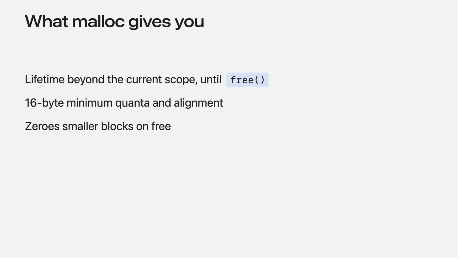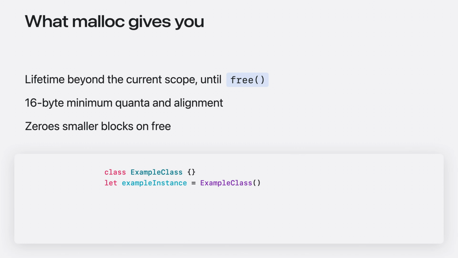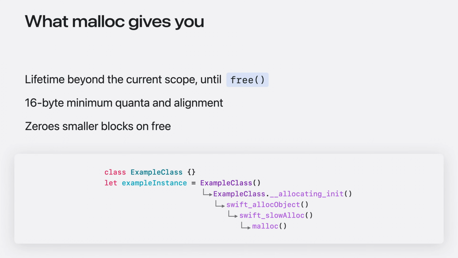These functions enforce a few rules. For example, their minimum allocation size and alignment is 16 bytes, which means that if you ask for 4 bytes, your request gets rounded up to 16. And, as a security feature, most small allocations are zeroed when they're freed. Language runtimes use the heap to allocate long-lived memory. Swift, for example, expands this class initializer to call a series of Swift runtime functions, which end up calling malloc.